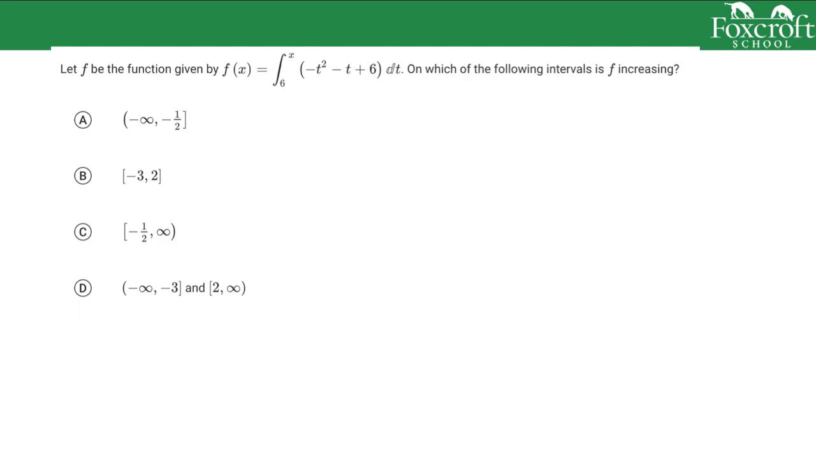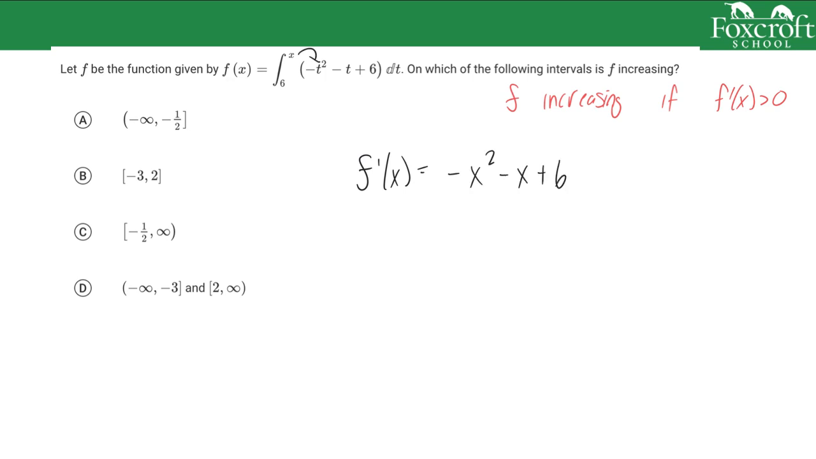Let f be the function given by that. Which of the following intervals is f increasing? Well, this, again, is kind of similar and related to the previous problem. f is increasing if f prime of x is bigger than 0. So I need to find f prime of x and then figure out when it's bigger than 0. Well, f prime of x, this is a fundamental theorem of calculus problem, is going to be negative x squared minus x plus 6. I just plug this x in for those t's.